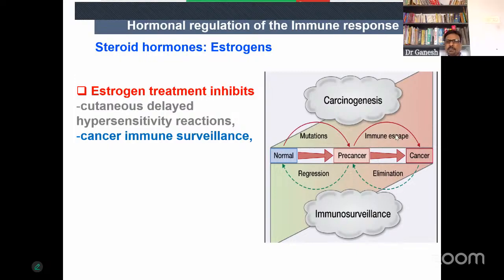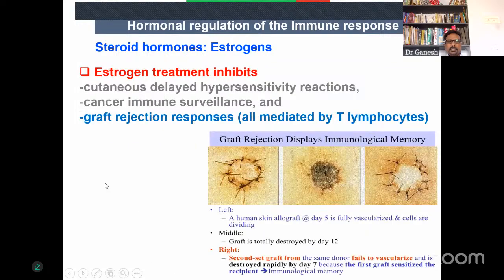So this is called immune escape. Thereby, these precancer cells transform themselves into cancerous cells. This kind of cancer immune surveillance is known to be inhibited by the estrogen treatment. That will suppress the ability of the immune cells to monitor and recognize the carcinogenic cells. And even the graft rejection responses are also known to be inhibited by the estrogen treatment.